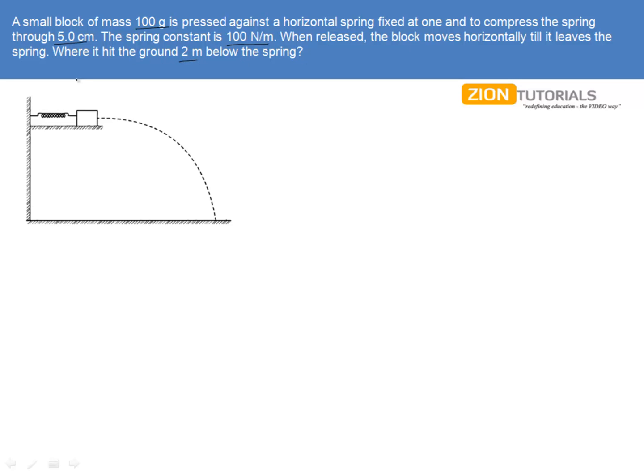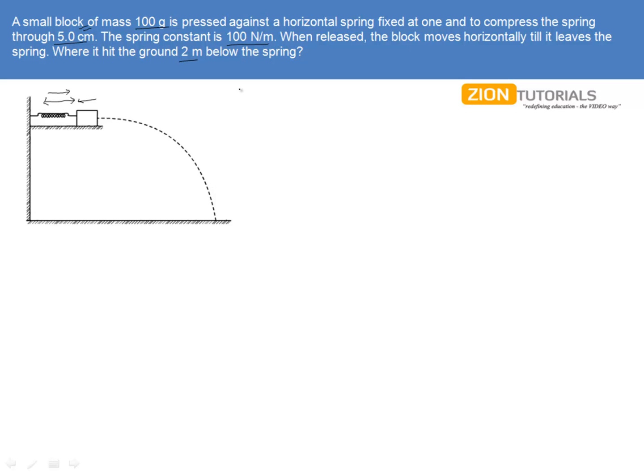Now, what's happening is that they have pushed this block so that this spring is compressed by an amount of 5 centimeters. Then this spring pushes this block ahead like this, and this block will in turn get some velocity which will help it to have a further projectile motion.